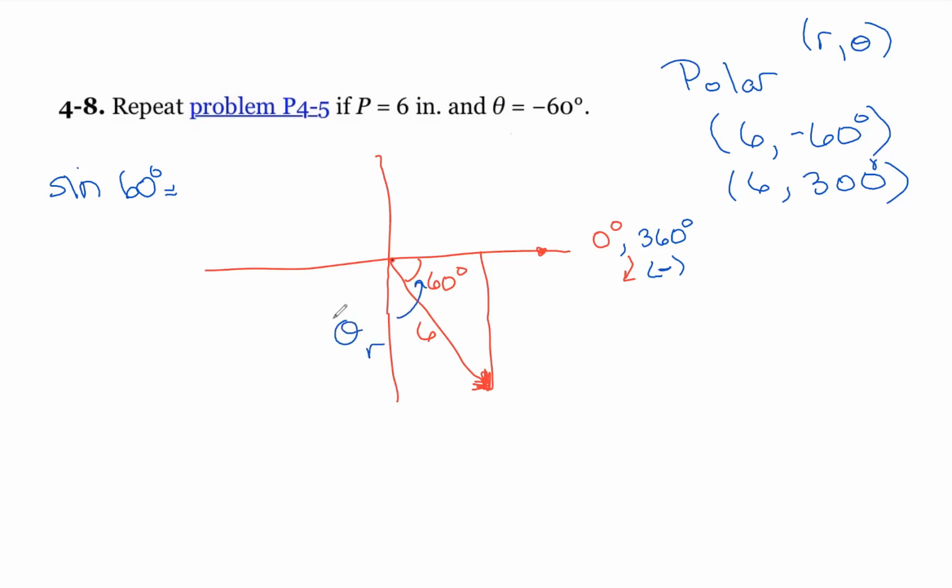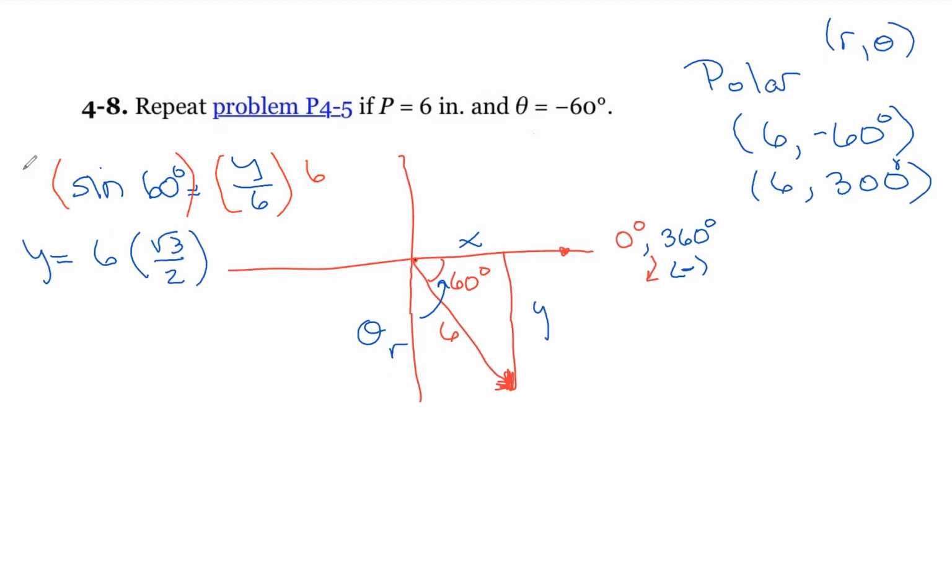Sine of 60 degrees is going to be opposite, which is y, over hypotenuse, which is 6. That's going to be y over 6. I can multiply both sides by 6, and I get y equals 6 sine of 60 degrees. Sine of 60 degrees is the square root of 3 over 2. So I'm multiplying both sides by 6. And then I can simplify that to 3 times the square root of 3.